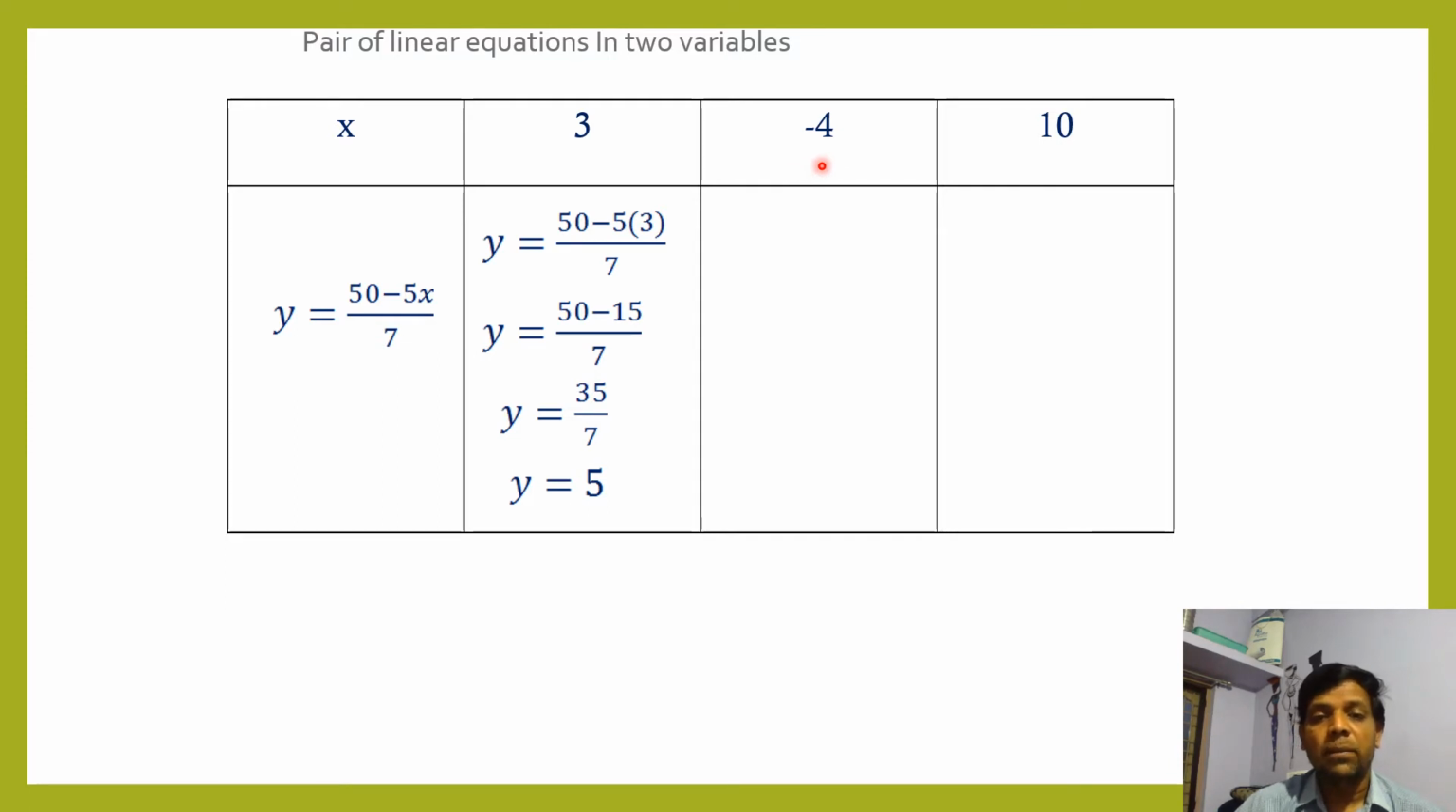X equals minus 4, to find the y value. So what is the y value? 50 minus 5x by 7. 50 minus 5 into the x value, minus 4, by 7. What is the next step?